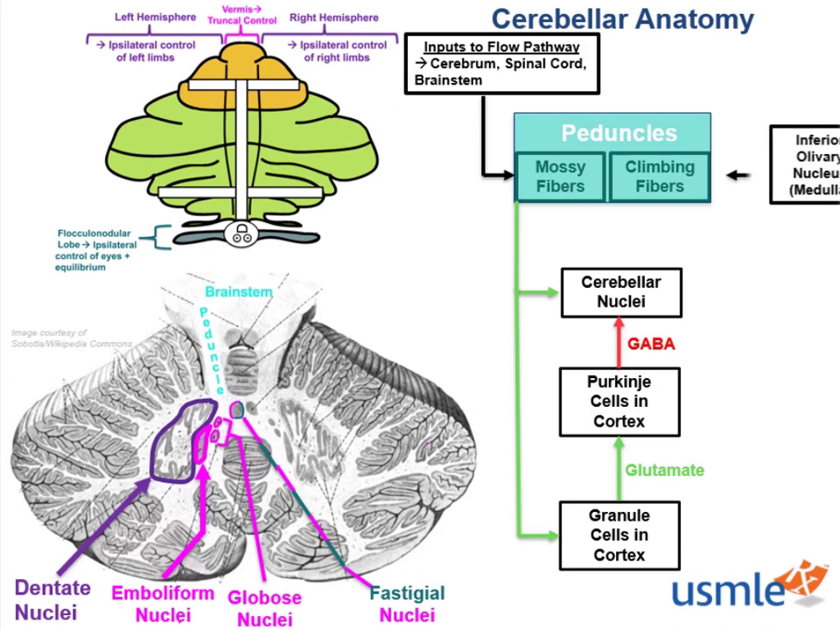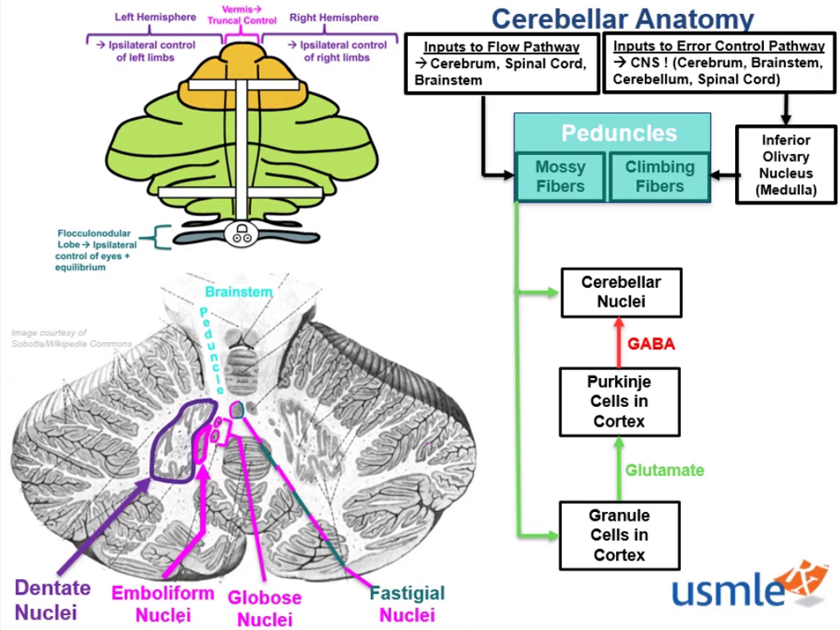Now, to discuss the climbing fibers, which are fibers arising exclusively from neurons in the inferior olivary nucleus in the medulla. The inferior olivary nucleus receives inputs from many parts of the central nervous system, the cerebrum, brainstem, spinal cord, and the cerebellum itself. This makes up what I like to call the error control pathway.